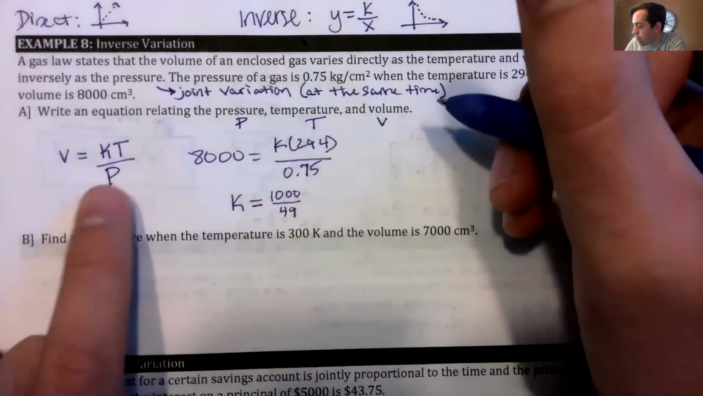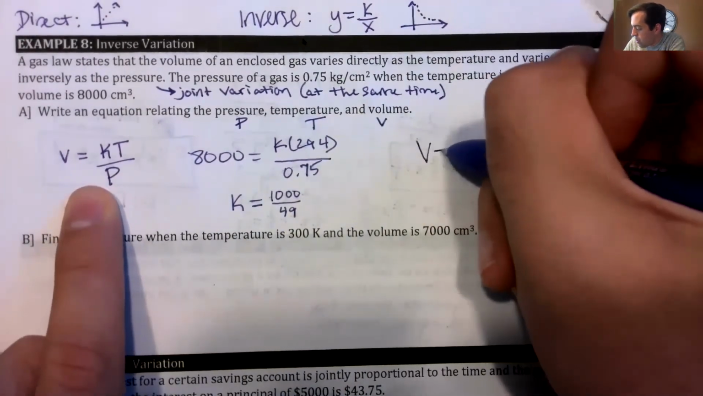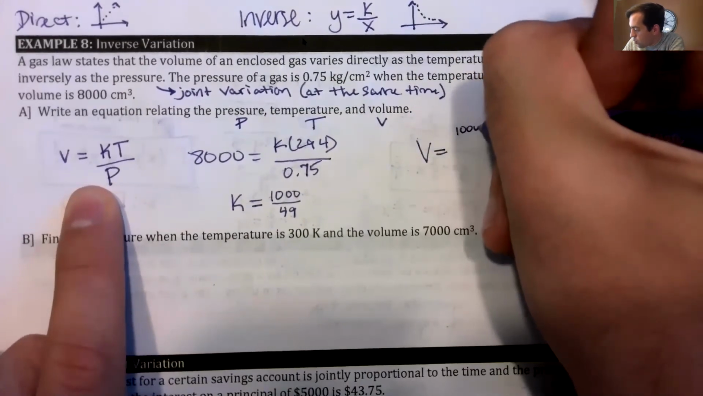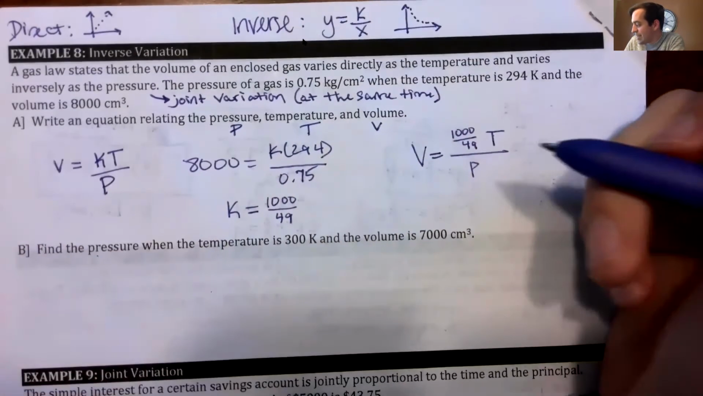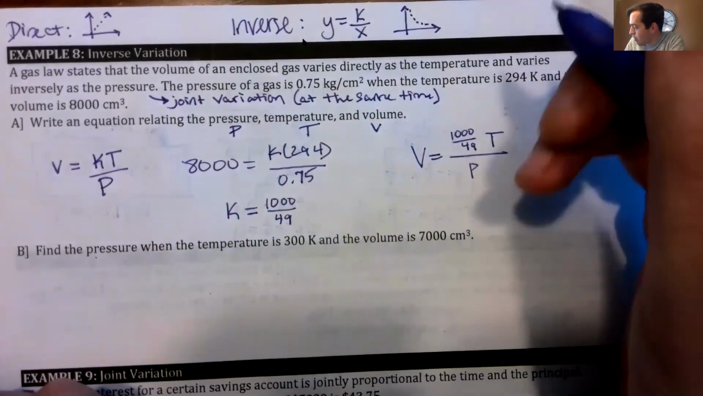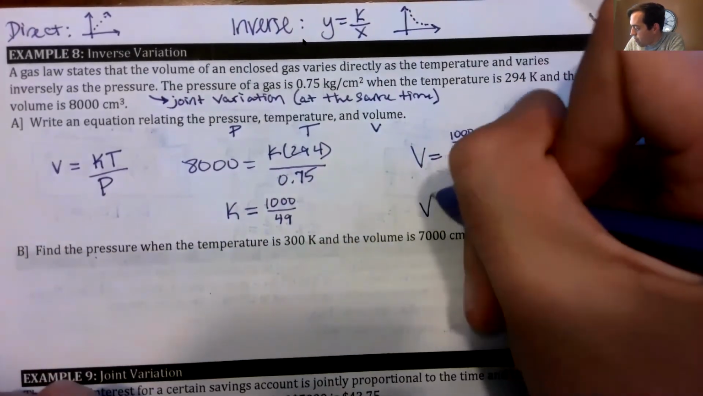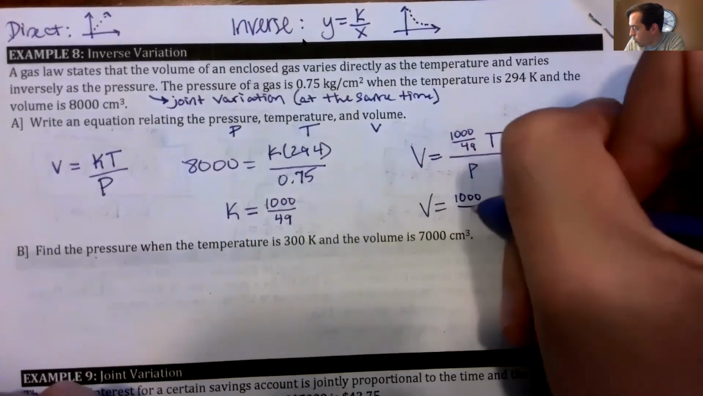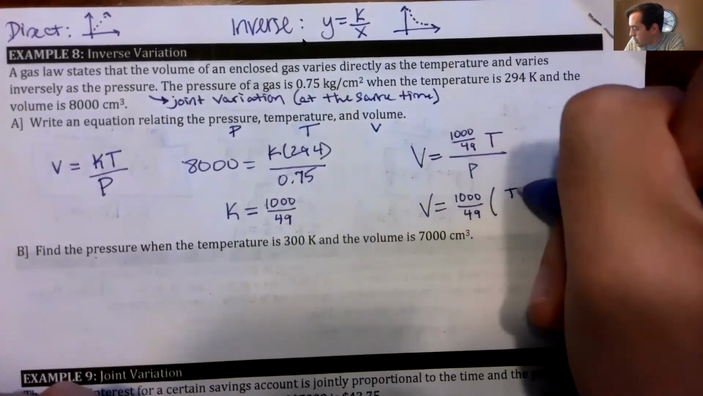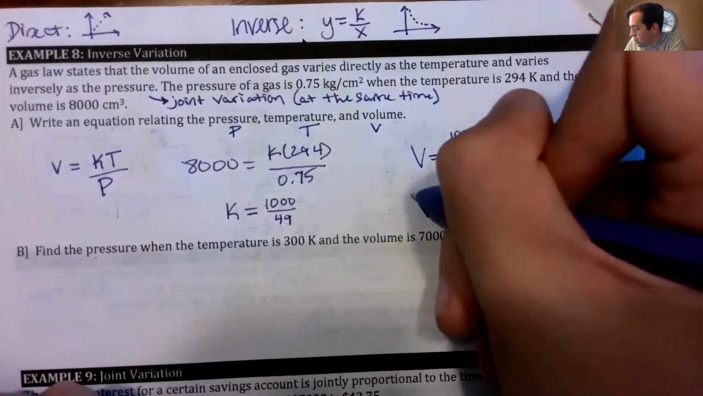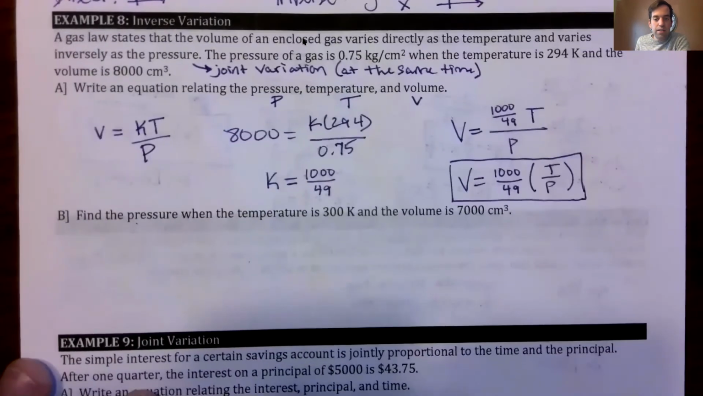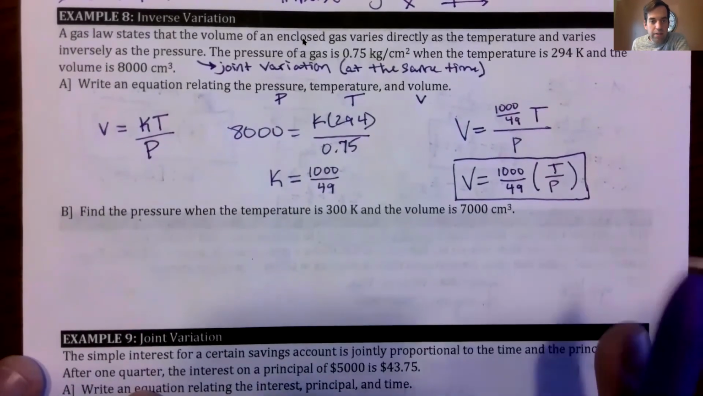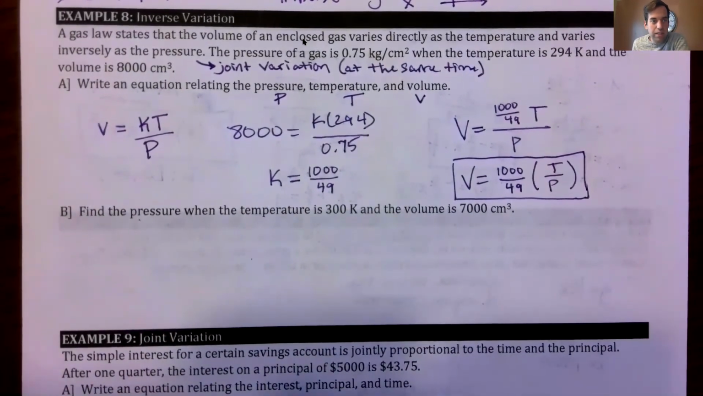So now, if we plug that back in over here, we have V equals 1,000 over 49 times T over P. I think a nicer way to write this would actually be V equals 1,000 over 49 times T over P. It means the same thing, it's just not a fraction inside of a fraction. So I like it that way. It's up to you. Either way is fine. Even if you're on the decimal, that's fine because the question didn't specify.